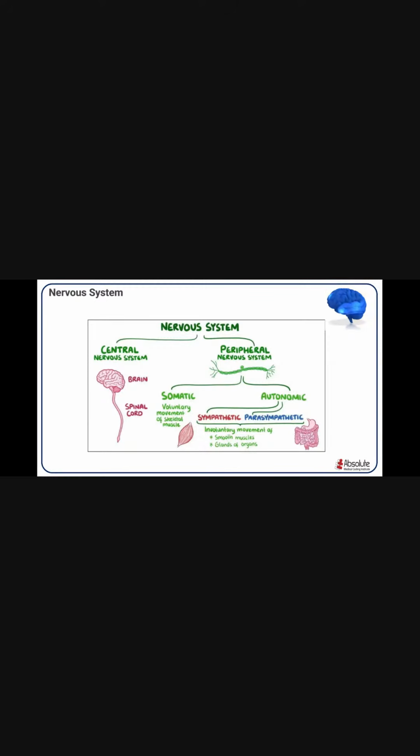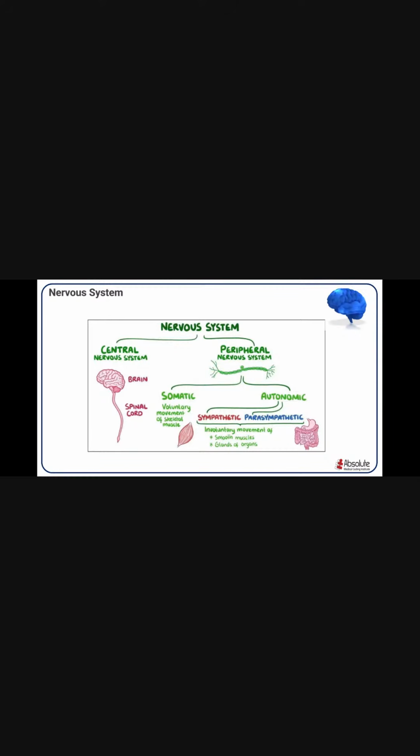First, we have the somatic nervous system, which is responsible for all the voluntary action, things you consciously control, like the movement of the muscle, the sensation, the pain, the touch, all of that. And then we have an autonomic nervous system, which is completely different.